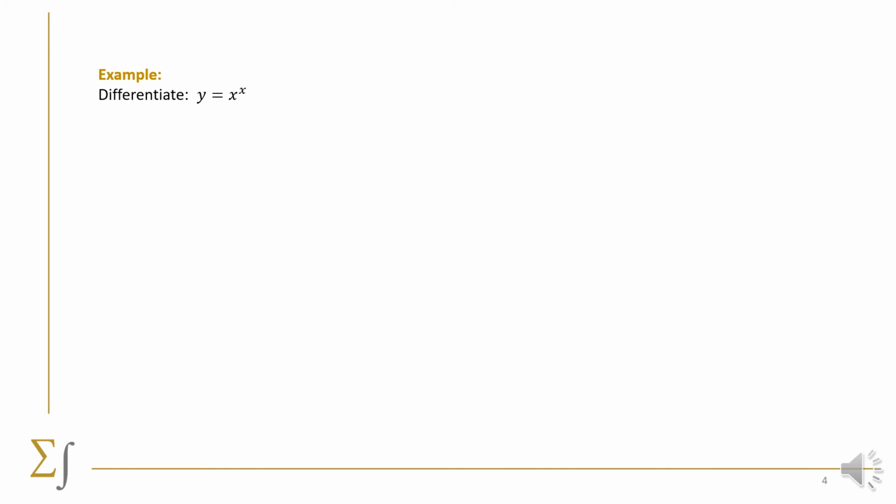Now we move on to another example. Differentiate y equals x^x. Also here we have a function to the power of a function. So we have to use the logarithmic differentiation. We will take the natural logarithm to both sides. So we will have on the left-hand side ln y. On the right-hand side we will have ln of x^x. Again, we apply the properties of the logarithms and we take this x down. So we will have ln y is equal to x ln x.